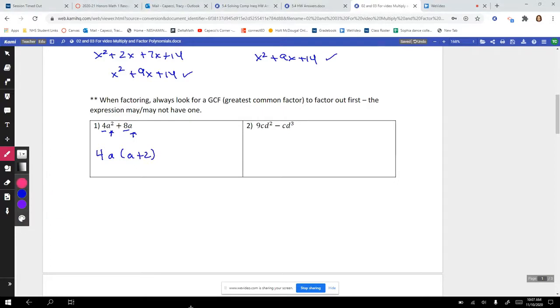Now, you can check your work by distributing back in if you want. So I have 4a squared plus 8a, which is what I started with.